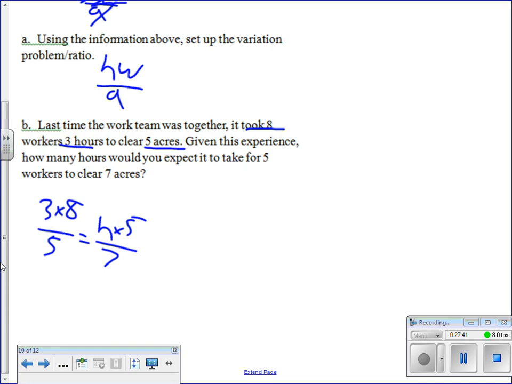And you solve that problem. Okay, that's what you do. So to clean it up a little bit, 3 times 8 is 24. 24 over 5 equals 5H over 7. You can cross multiply. That's what I would do here. So 5 times 5H, you get 25H equals 7 times 24. 7 times what? 168. Thank you very much.